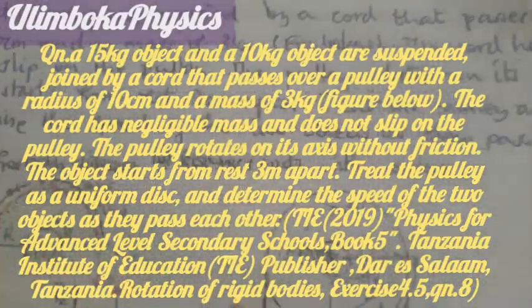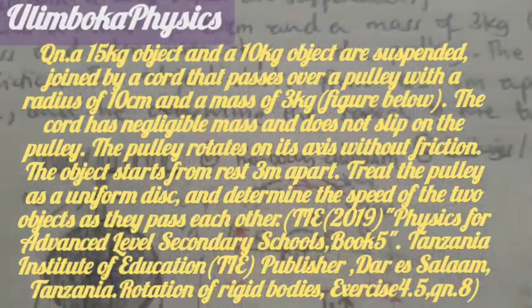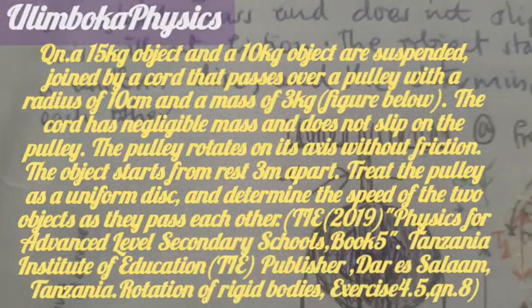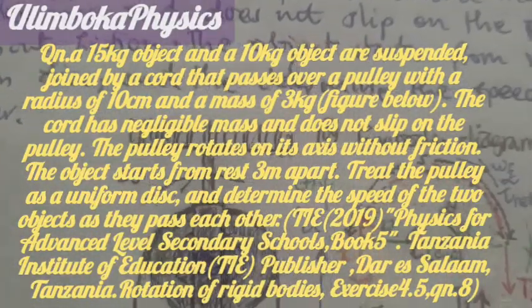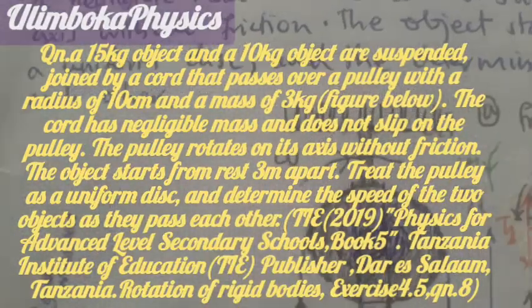The pulley rotates on its axis without friction. The objects start from rest 3 meters apart. Treat the pulley as a uniform disk and determine the speed of the two objects as they pass each other.